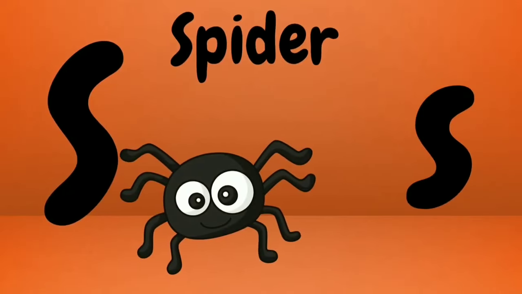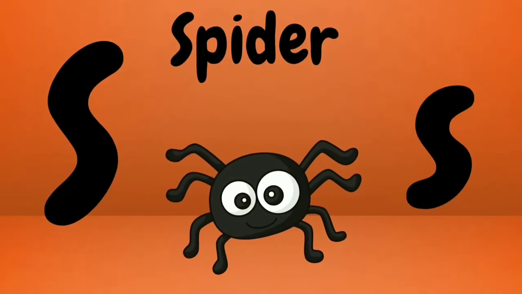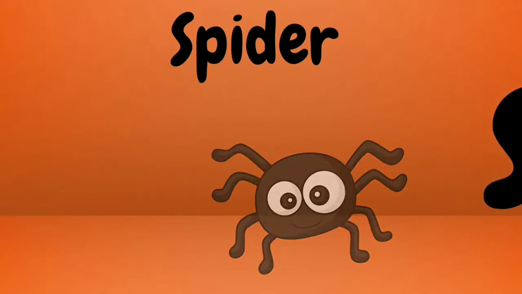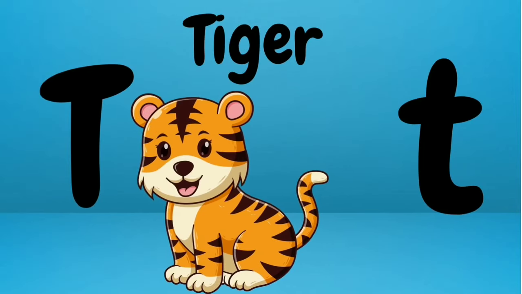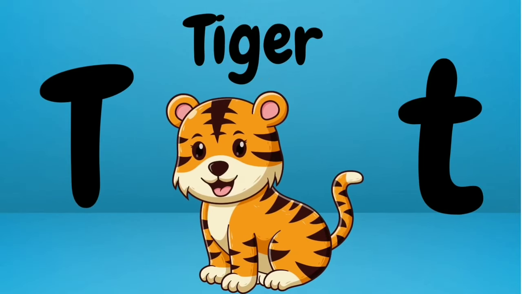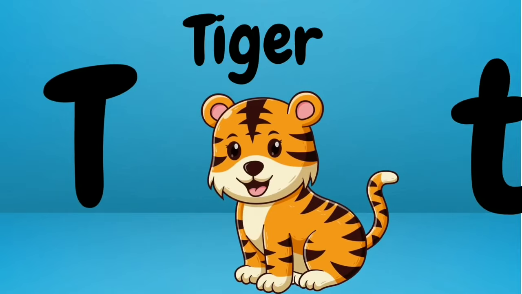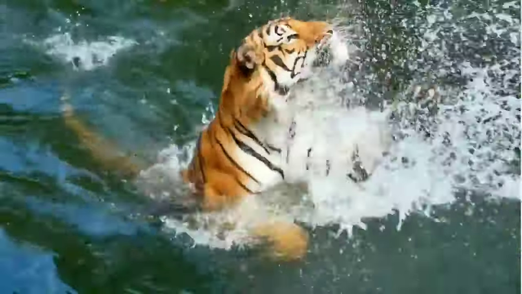S is for spider, spider, spider. This is a spider, spider, spider. T is for tiger, tiger, tiger. This is a tiger, tiger, tiger.